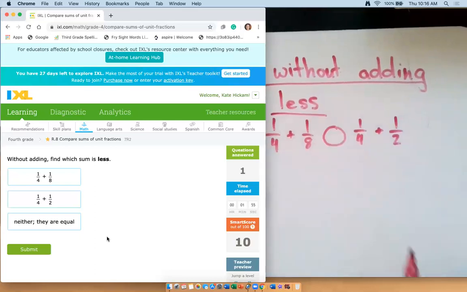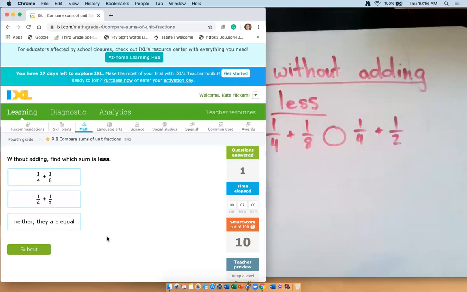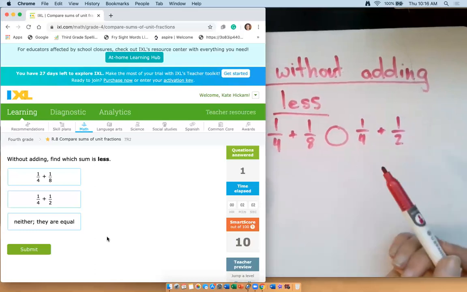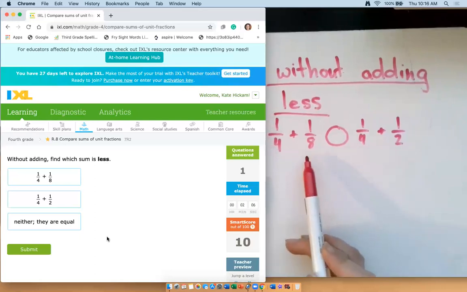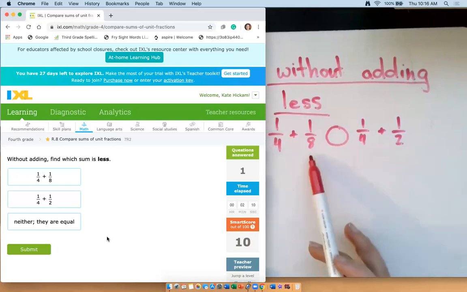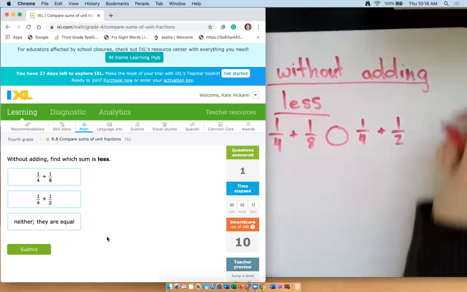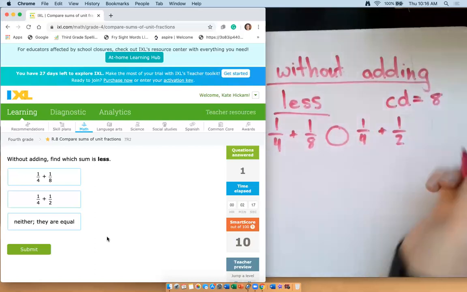Well, I'm gonna look and see if I can get a common denominator. That way I know what all of them will work towards. So I'm gonna look for the biggest number first. My biggest denominator is 8. So I need to know, does 4 go into 8 evenly? Yes. Does 2 go into 8 evenly? Yes. So my common denominator is going to equal 8. That's going to be my common denominator for this problem.